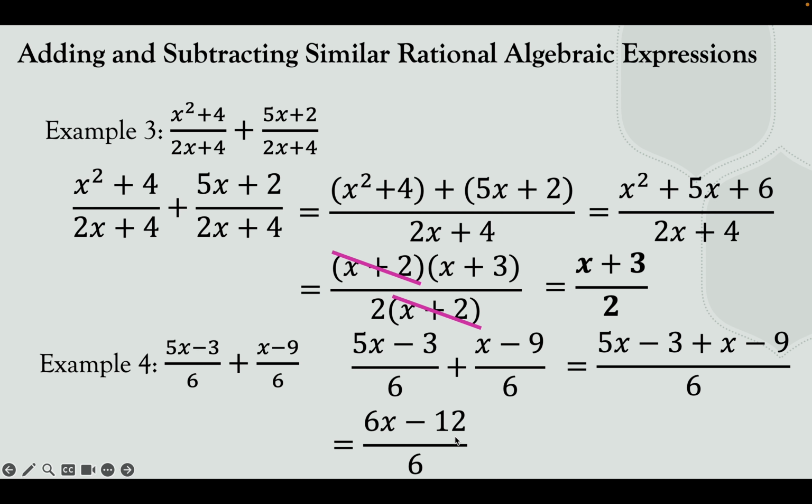Then in the numerator, we can factor out the GCF, which is 6, so 6x - 12 becomes 6(x - 2). 6x divided by 6 is x, and negative 12 divided by 6 is negative 2. Then we can simplify by canceling 6 in both numerator and denominator. The simplest form of the given expression is x minus 2.